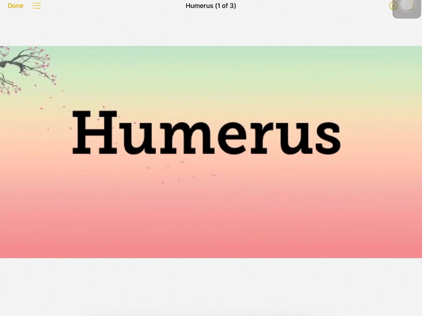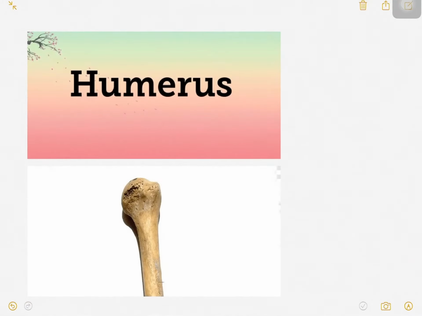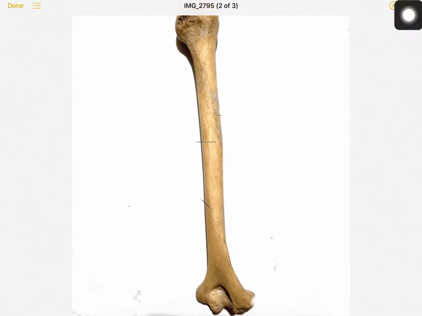So hello and welcome. In this video we will discuss the humerus bone of the upper limb. In this humerus bone we will discuss both the proximal as well as the distal end, and we will also discuss the anterior as well as the posterior view. So now let's see in this picture.